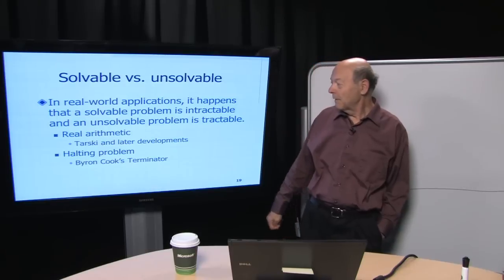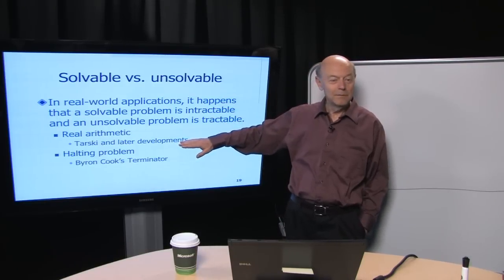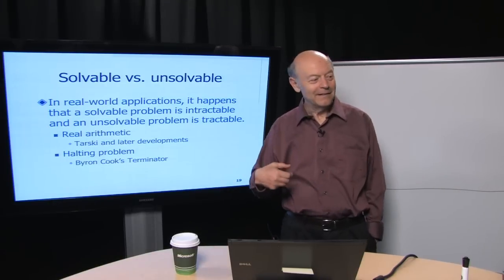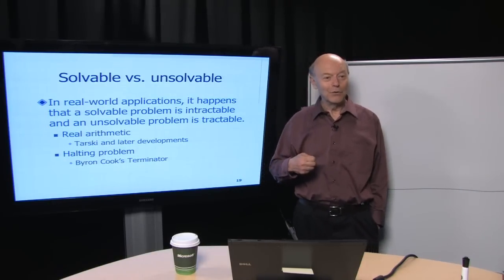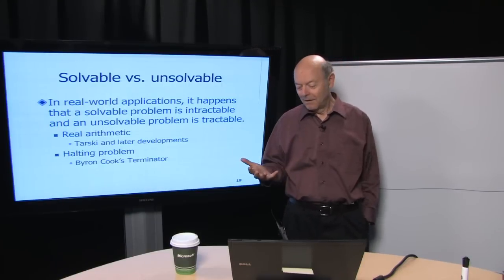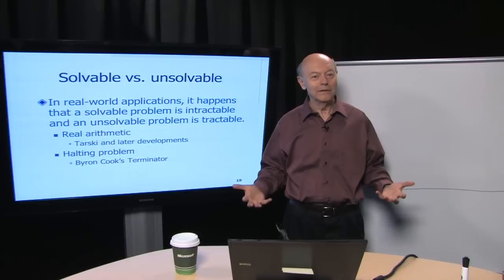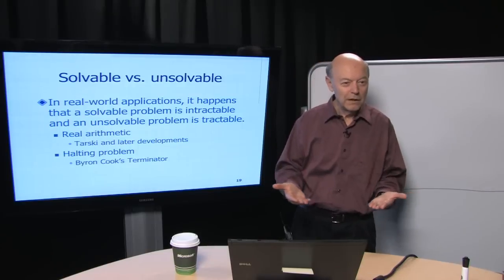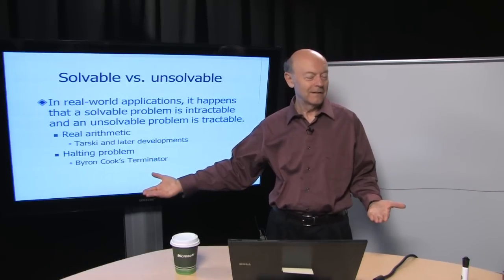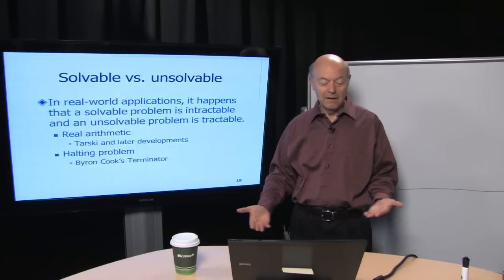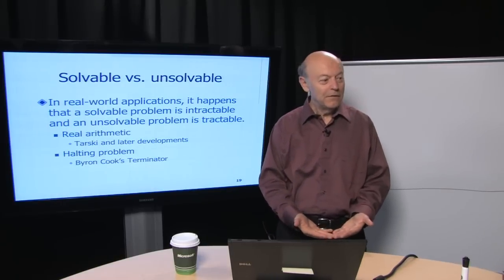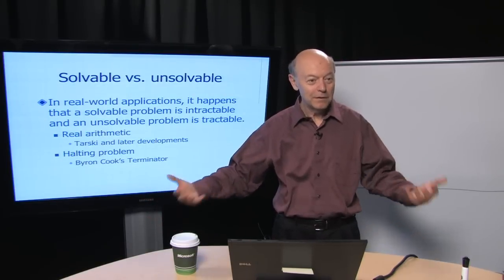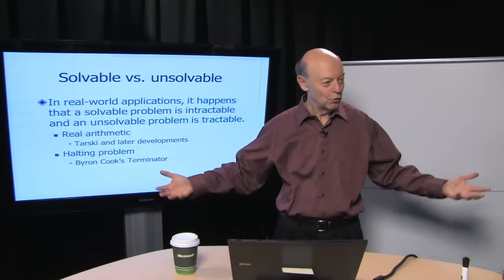So solvable problems may not be very well solvable. On the other hand, you may think unsolvable is something absolute. We prove there is no algorithm. But what does it mean, there is no algorithm? It means there is no algorithm which handles all cases. In reality, what may happen is that the difficult cases are very few and far in between, and so in your typical situation, you can just solve it.